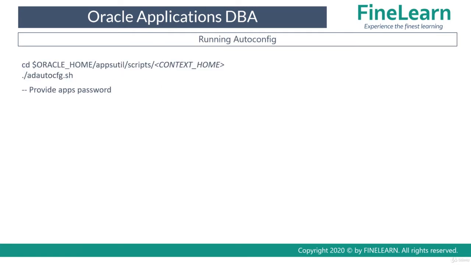The way you run autoconfig on DB tier is very simple. First, you have to go to Oracle Home, appsutil, scripts, and in the scripts context name directory, you can see adautocfg.sh. The name of the file is exactly the same as we have seen in the application tier, and it prompts for the apps password as usual. Make sure that the database is up and running while you're running the autoconfig.